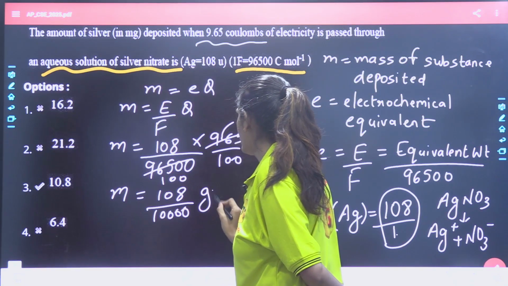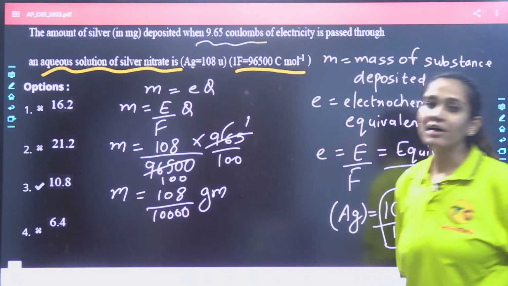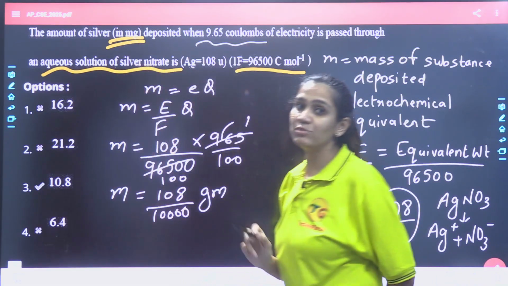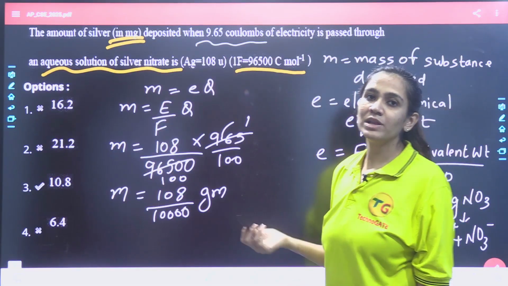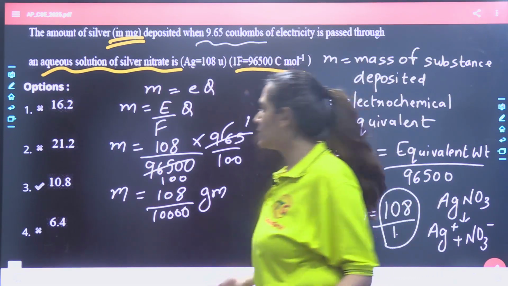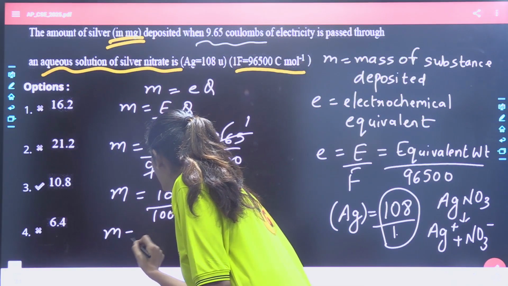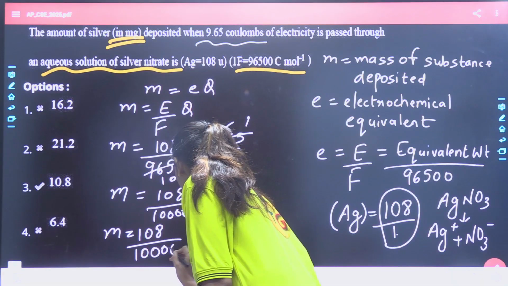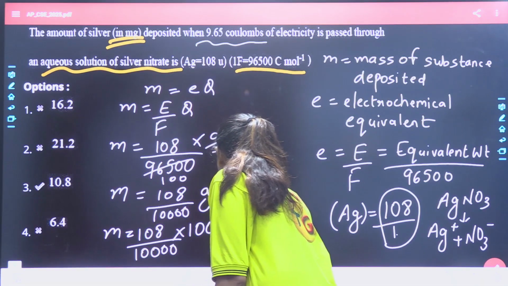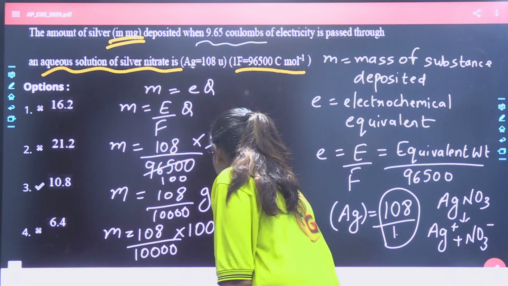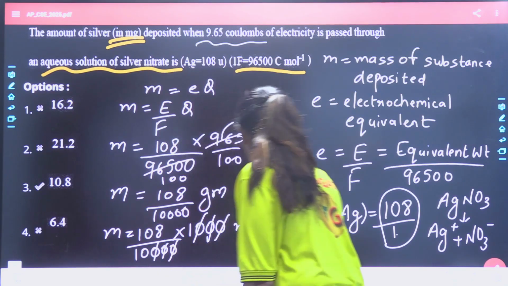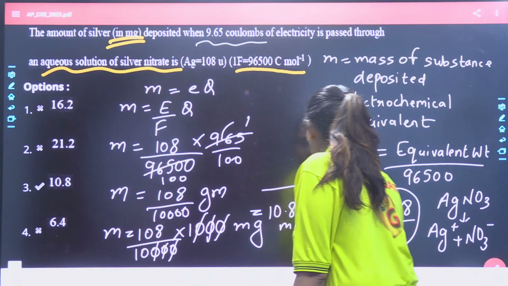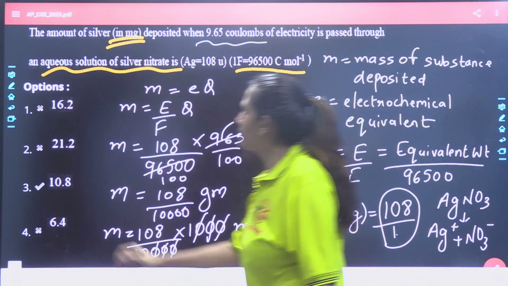This is what in grams. Now here they have asked us the amount of silver in mg. So to convert grams into milligrams, what would we do? Simply multiply by 1000. Now this is what in mg? So it would come out to be 10.8 mg. Okay, this is option number 3.